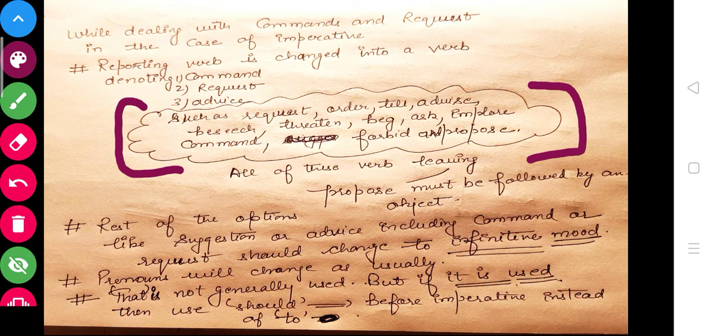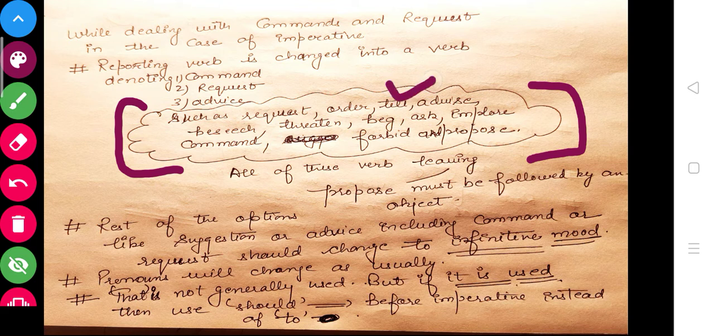But we can definitely use ask also. We can definitely use order also, depending upon the mood of the person who is speaking the statement. Depending upon the mood of the person, we can use any of the reporting verbs when it gets changed into the indirect speech.